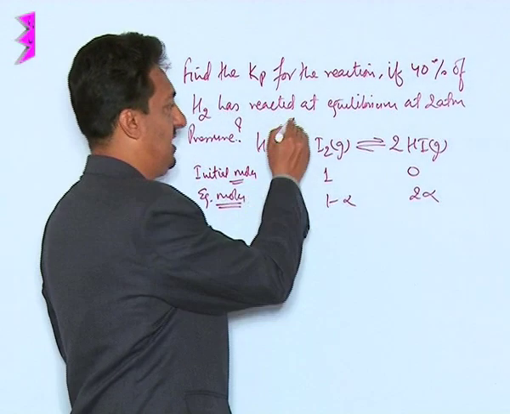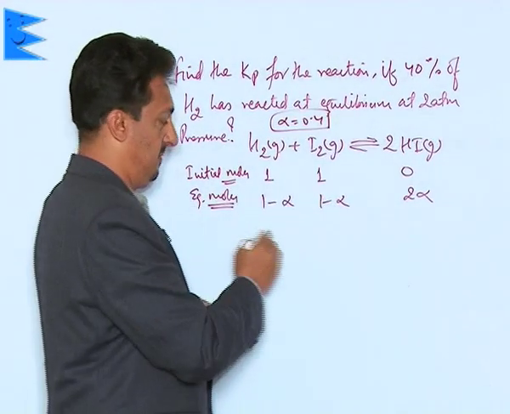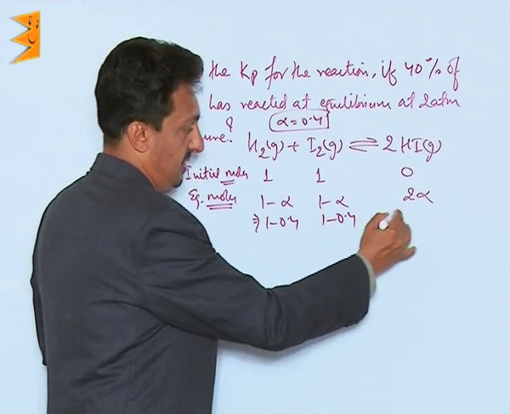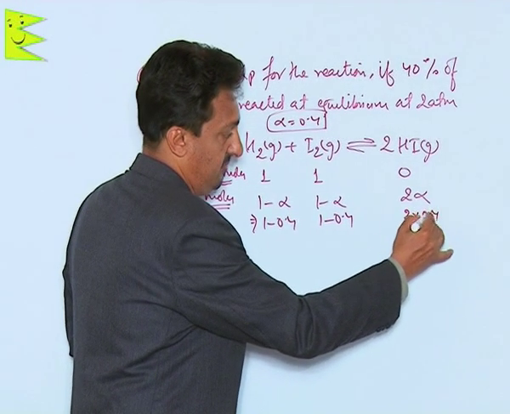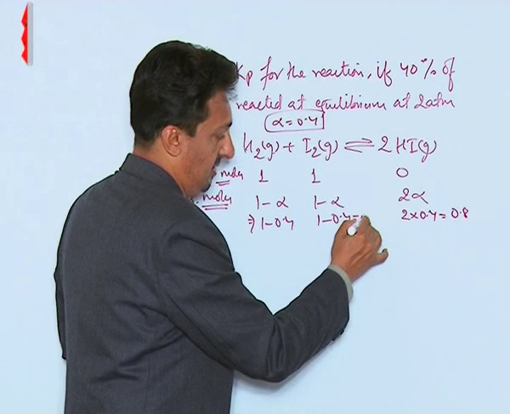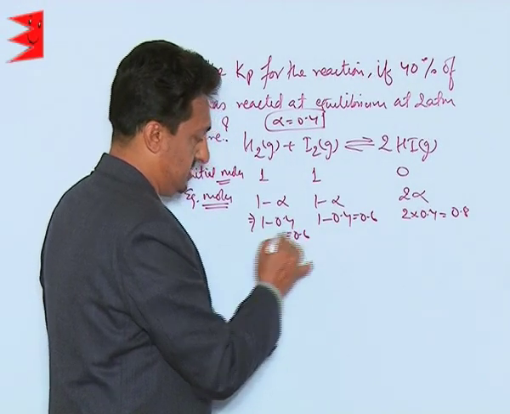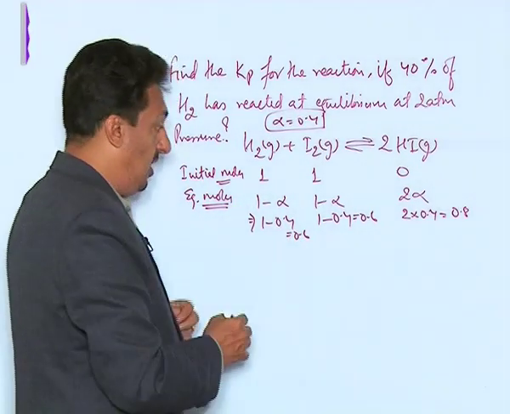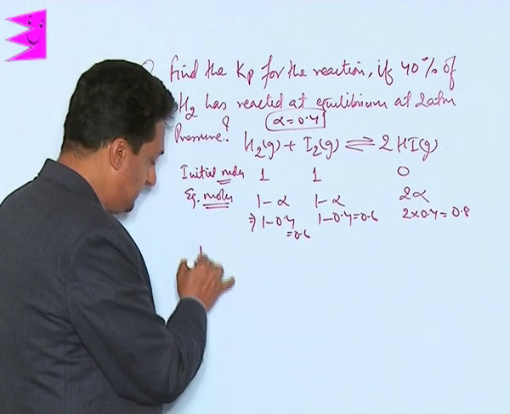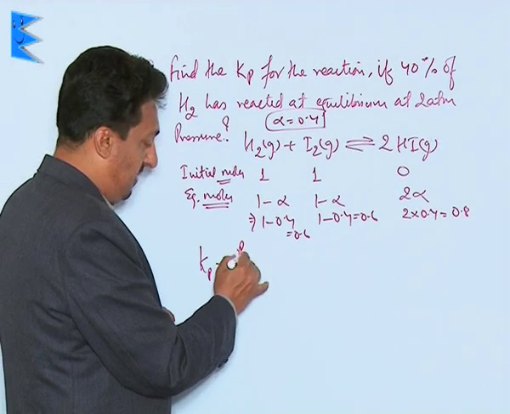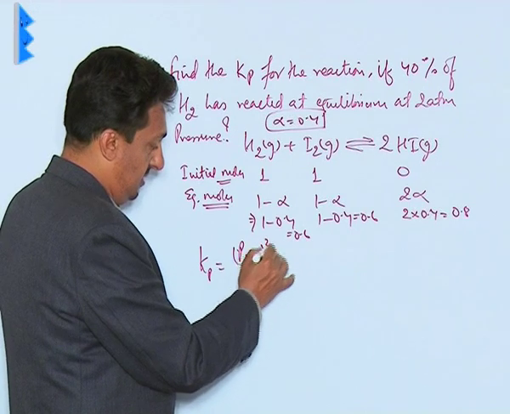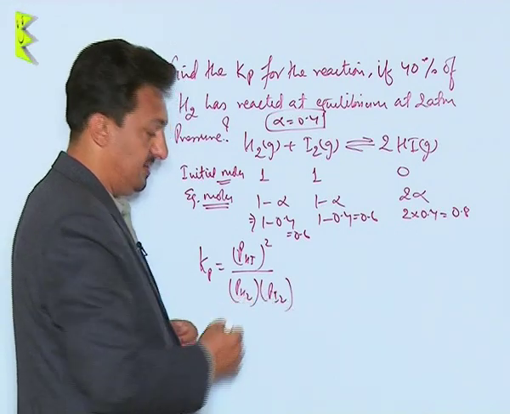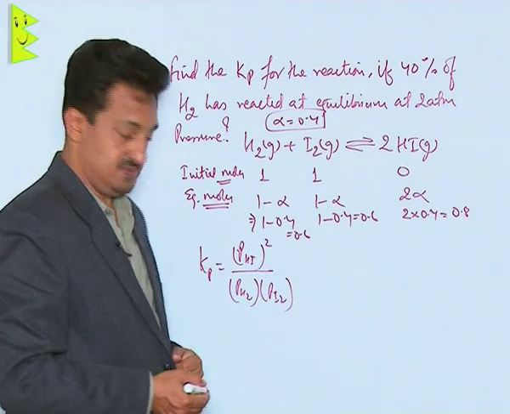Since we know the alpha here is 0.4, it will be 1 minus 0.4, 1 minus 0.4, and twice of 0.4, so it will be 0.8, 0.6, and 0.6. So these are the moles of these three substances involved. How can we write down the Kp? See, the Kp expression says partial pressure of HI, square of this, upon partial pressure of hydrogen and partial pressure of iodine, because we have to take the partial pressures.